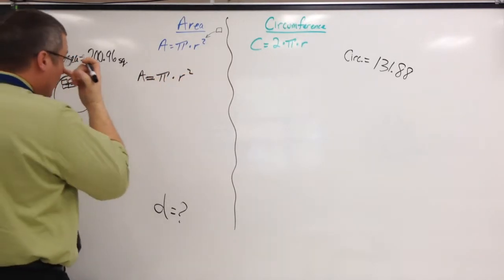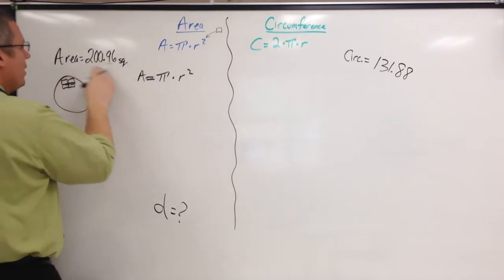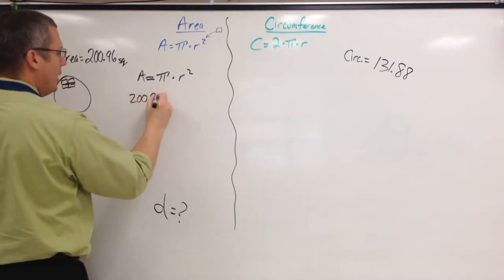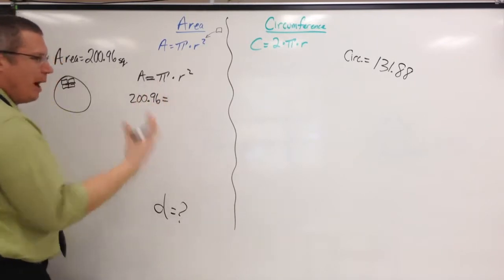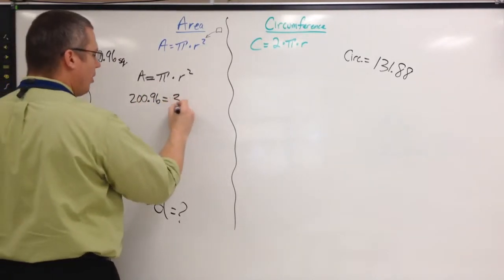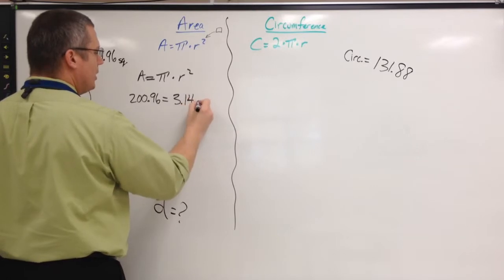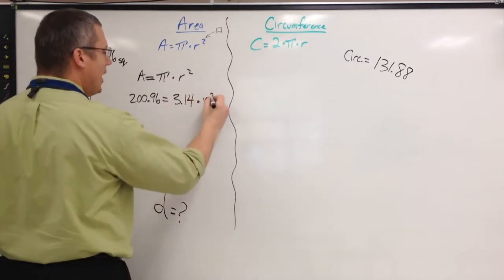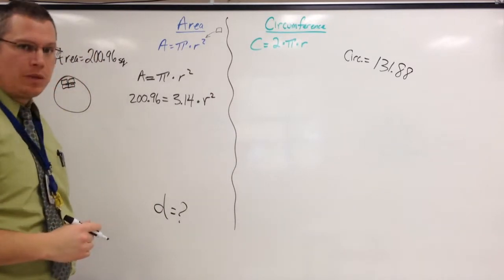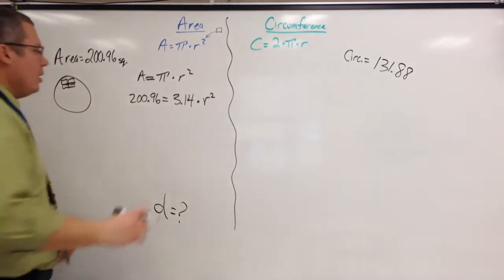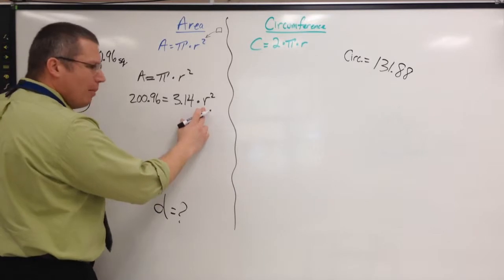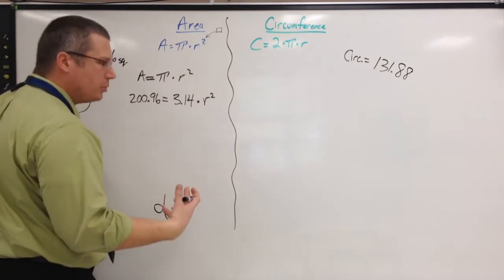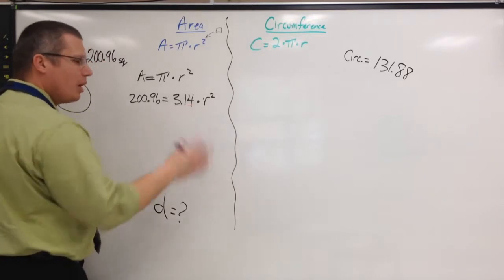Well, what do I know? I know what A is. My area is 200.96, so I'm going to rewrite it. 200.96 equals, what's pi? Pi is the number 3.14 times r. What is my radius? I don't know yet, so I have to leave that as my variable. So I want to work to get the r by itself. I have a multiplied number, so I multiply by its reciprocal, and this automatically will go away.